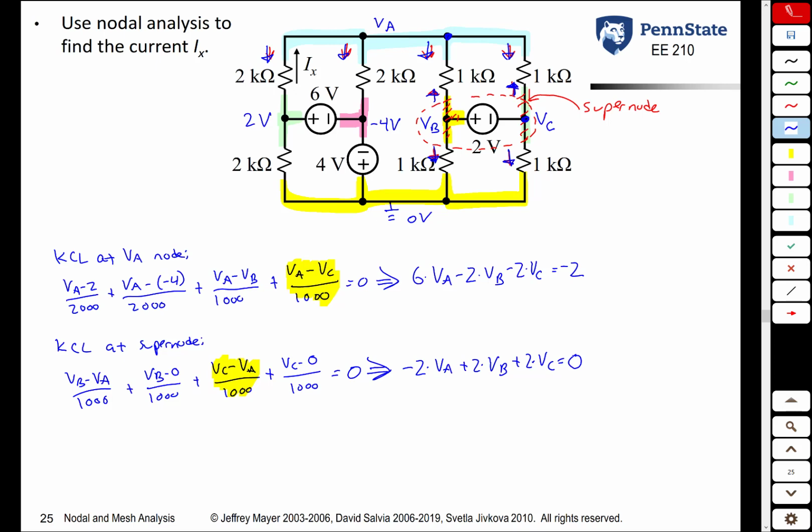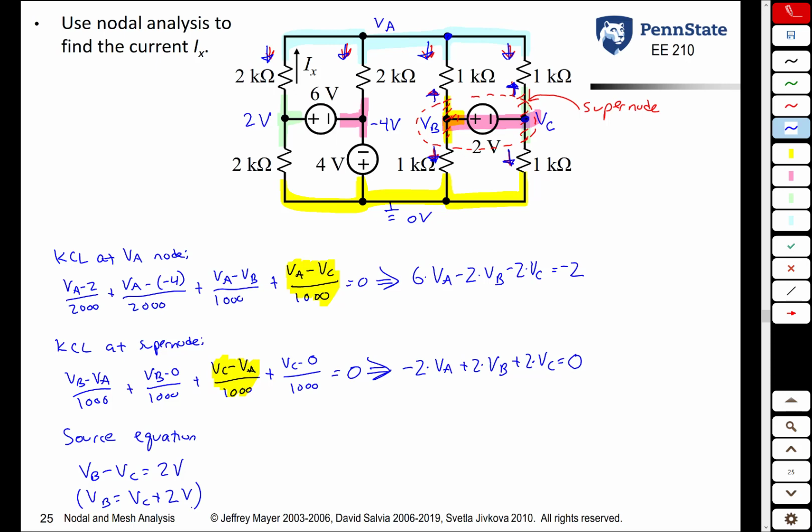But we have 3 unknowns. We have 2 equations, 3 unknowns. Where do we get our third equation from? Our source equation. Remember, whenever you have a supernode, you always have a source equation associated with it. So the source equation, basically we take into account the fact that the 2-volt source connects nodes VB and VC. Specifically, what do we have? We have that VB minus VC is 2 volts, or alternatively, VB is equal to VC plus 2 volts.